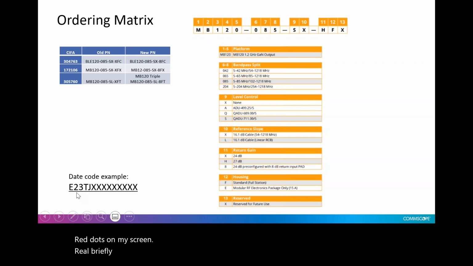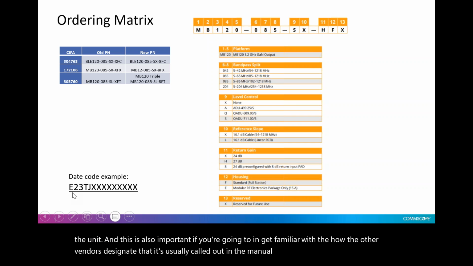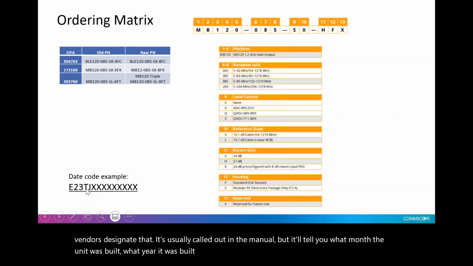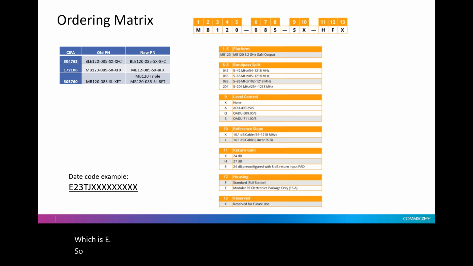Real briefly, at least in the traditional legacy Motorola GI type product, we would put a date code on the unit, and this is also important if you're going to call in. Get familiar with how the other vendors designate that. It's usually called out in the manual, but it'll tell you what month the unit was built, what year it was built, and oftentimes what factory it was built in. So in this case, this would be the 5th month, or the 5th letter in the alphabet, which is E. So it tells you it's May, the year 2023, and it was built in Tijuana, Mexico.